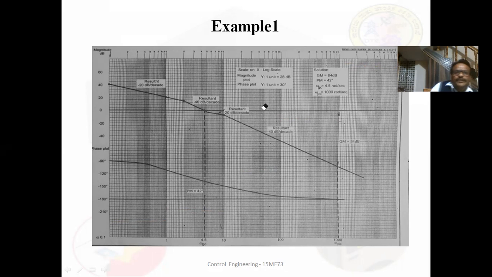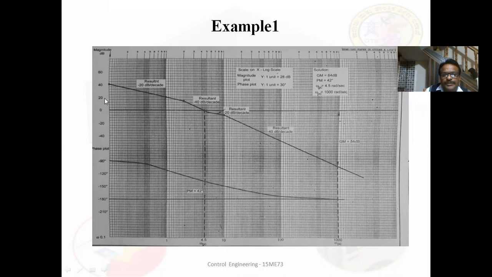Coming to the magnitude plot, you take a suitable scale for this. Then draw a line, the 0 dB line. That is the reference line: 0 dB line, 20, 40, 60, like that. Then you have to mark the initial magnitude.